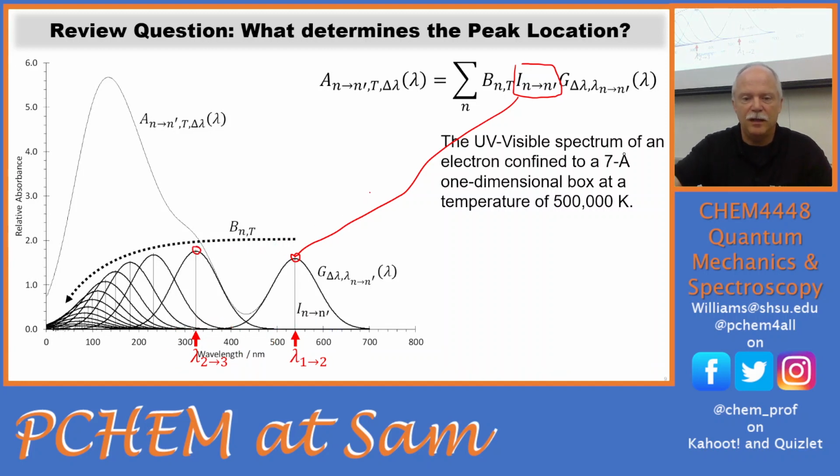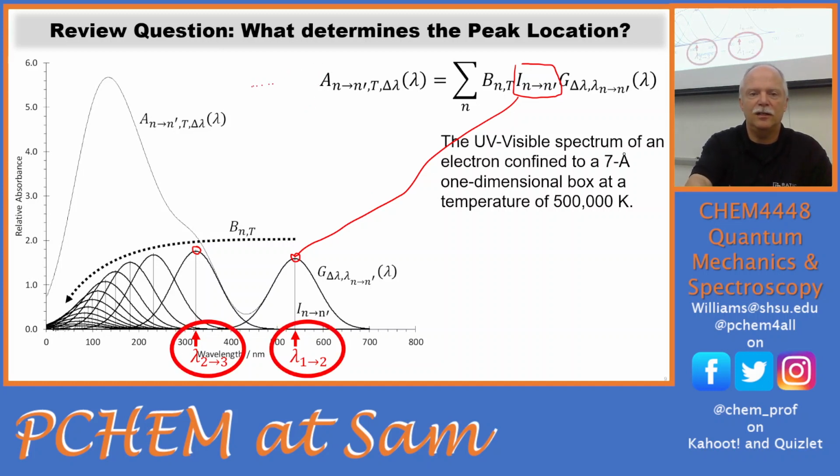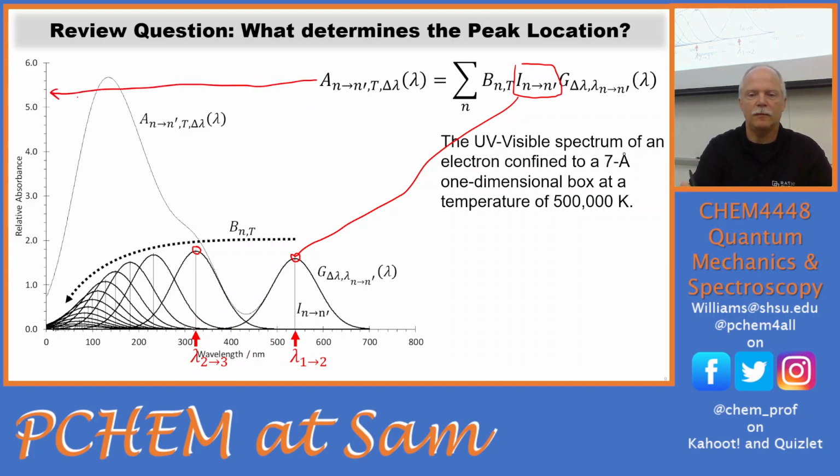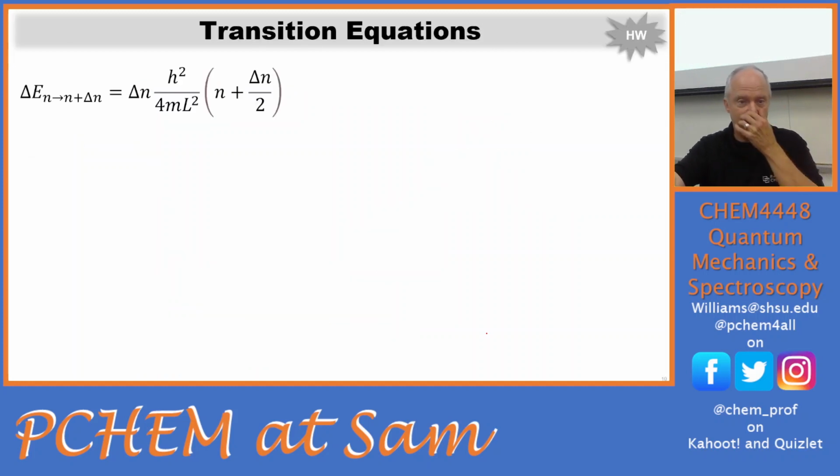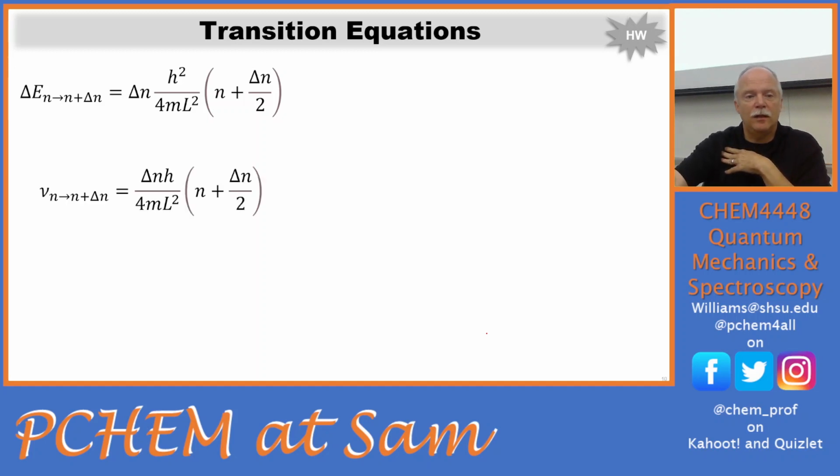Now, if we look at the transition equation, that will tell us the locations of the peaks. So notice how this piece right here deals with the vertical axis. The transition equation is what tells us about the horizontal axis. So let's go back and revisit those. This is the transition equation for energy. So these are the energy differences. This is the frequency differences. And these are the wavelength differences. So this is the wavelength equation.